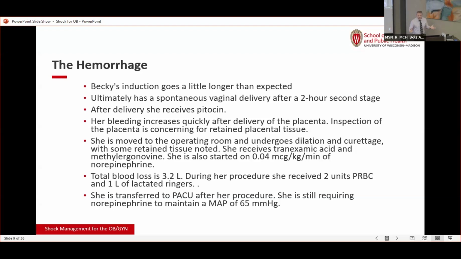So what kind of shock do we think this patient's in? Probably hemorrhagic shock, right? Lost a lot of blood. 3.2 liters, I mean, that's like half the blood volume, right? So maybe a little under.